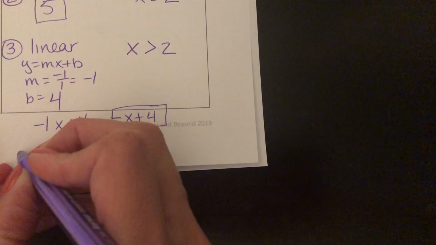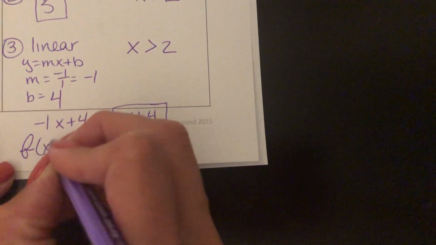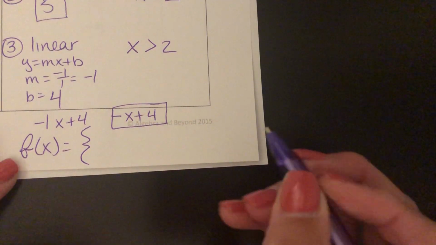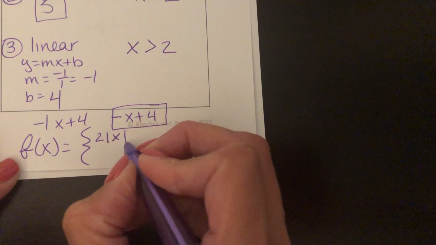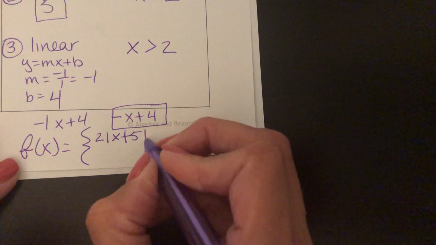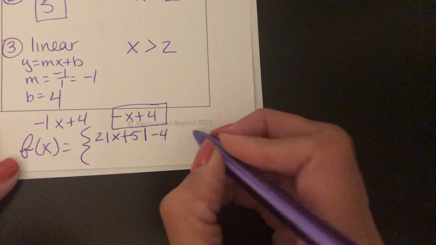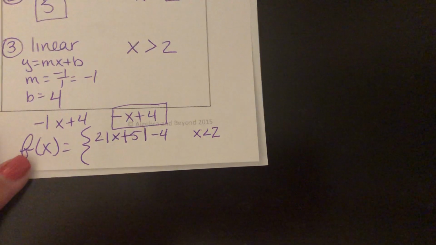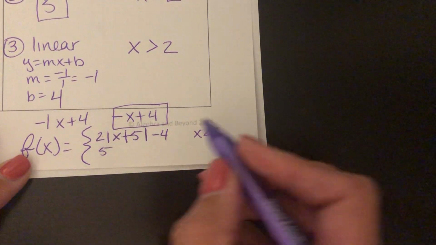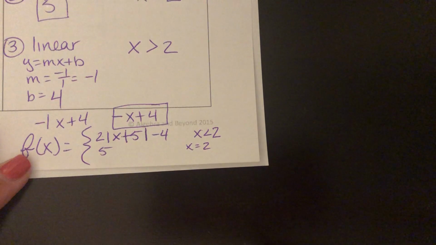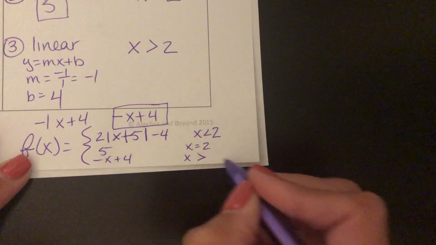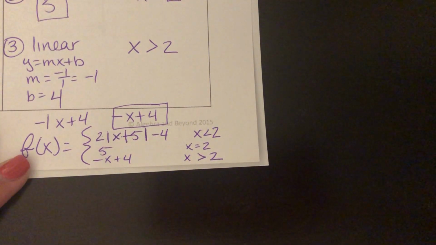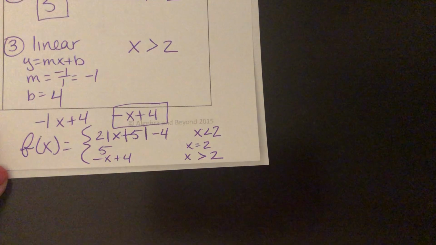All right, and then the last step is just to put it all together as a function rule. So you would start with your f of x equals, fancy bracket, and then my first piece, oops, that should be plus 5 minus 4 for x less than 2. And then we had 5 for x equals 2. And then we had negative x plus 4 for x greater than 2. And you are done.